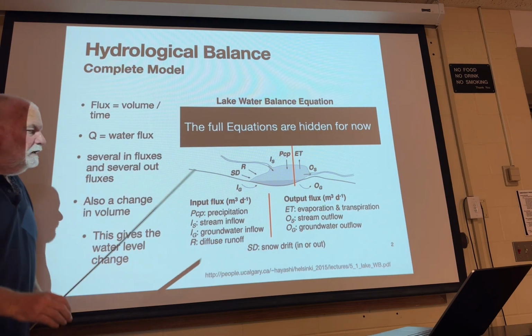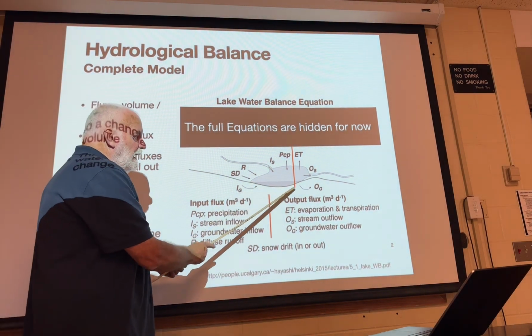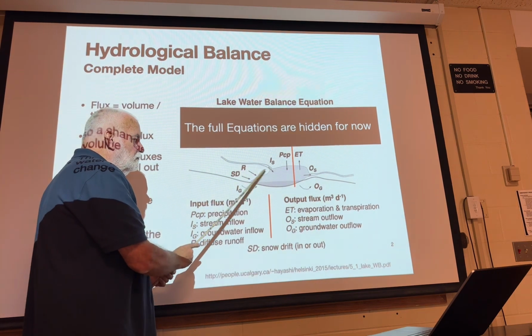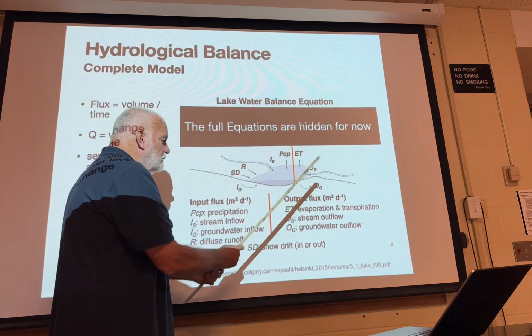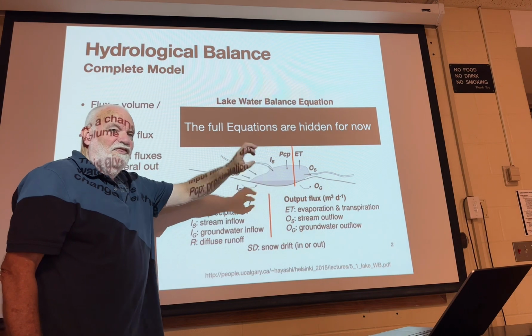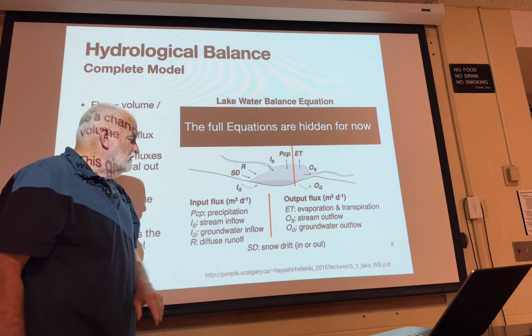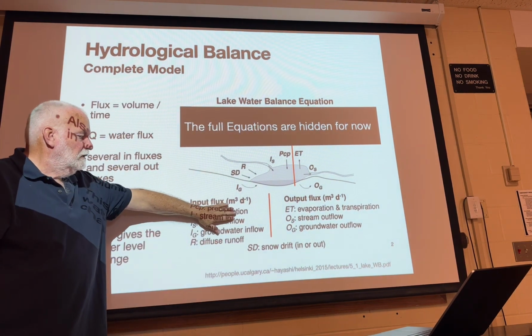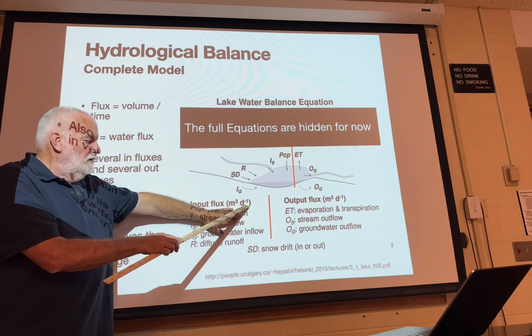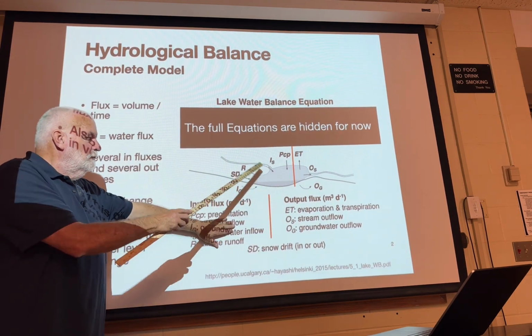All right, so in the simplest fashion, here's a lake. It has a river running into it and a river running out of it. So what are the things, in broad senses, that can input flux in some meters cubed per day? Well, rainfall.